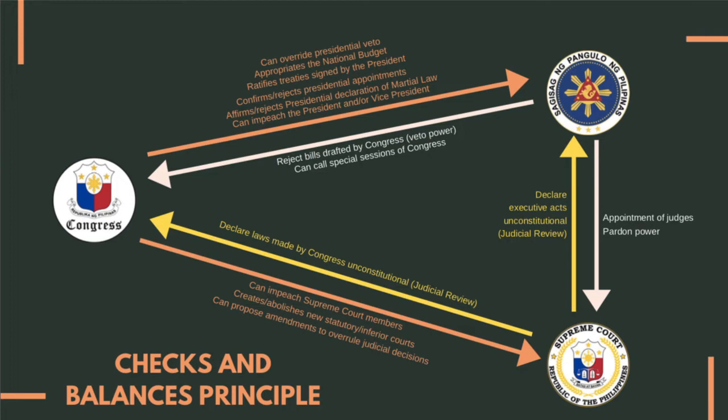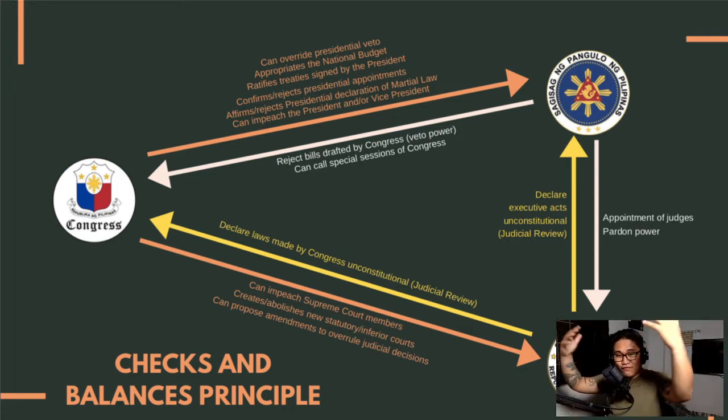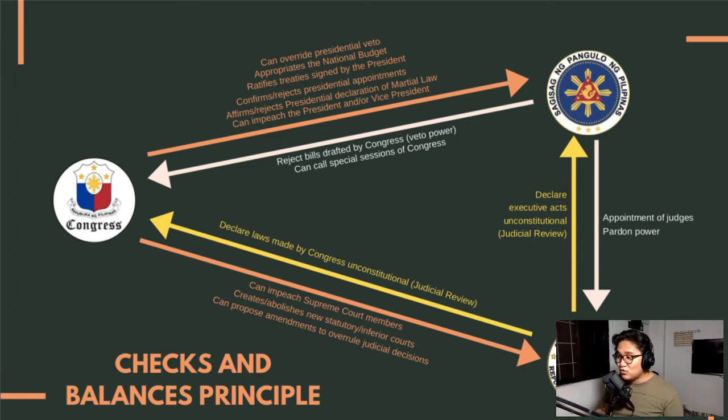And if dineclare na unconstitutional ang ginagawa ng Congress, let's say for example, batas, kung ang batas ay unconstitutional, hindi sumusunod sa Constitution, hindi base sa Constitution, yung batas na yun will be declared null and void. Wala na siyang kwenta. Kasi nga, hindi siya sumusunod sa Konstitusyon. Yun yung isa sa kapangyarihan ng mga korte natin to check and balance the Congress. Same goes with the President or other members of the executive branch.